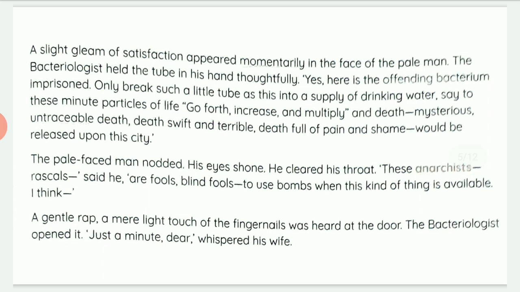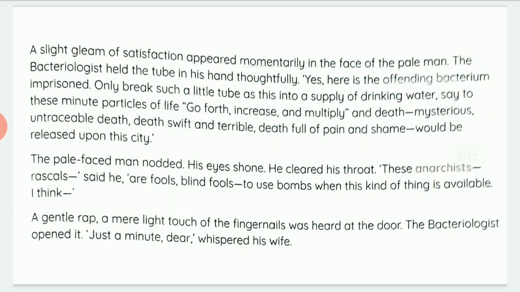He wanted to steal away this germ from here, and of course he wanted to infect the entire city. Go forth, increase and multiply, and death, mysterious, untraceable death that cannot be traced, cannot be found. Death swift, that is quick and terrible, death full of pain and shame would be released upon this city. Of course he is exaggerating over here, but at the same time he is describing the power that these tiny particles have, that they can cause so much destruction to human life. There would be innumerable deaths in the city if people get infected by it.